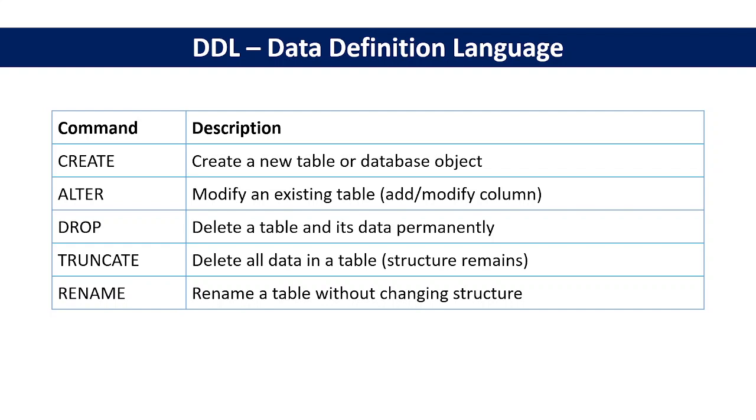The third one, the drop command, is basically used for deleting an entire table along with the data present in that table. The fourth one, truncate. So basically, truncate removes all the data from the table but keeps the table structure as it is. The last one is rename, which allows us to change the name of the table while keeping the structure and data as it is. So DDL basically is like setting up or restructuring the database environment.